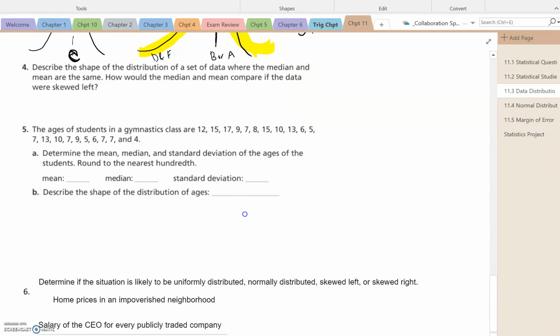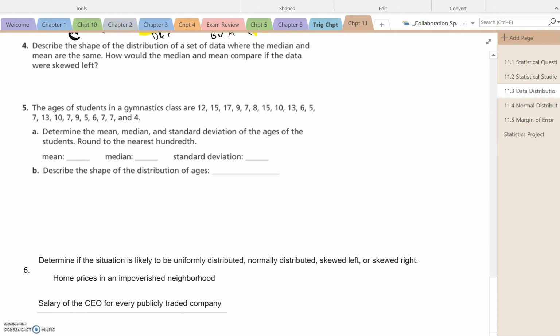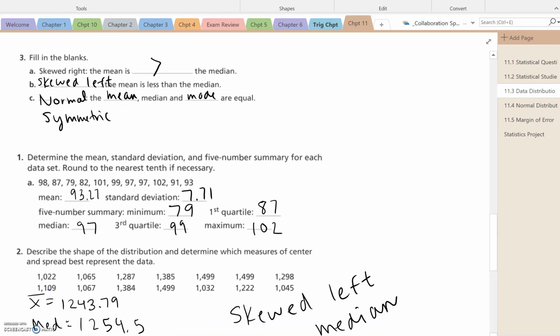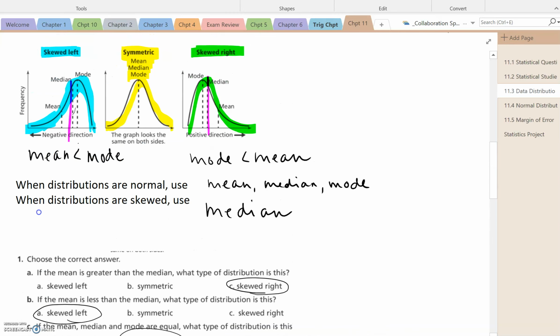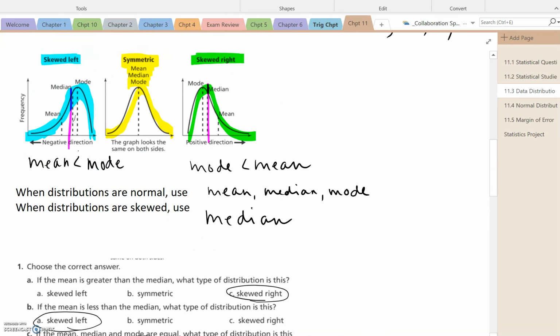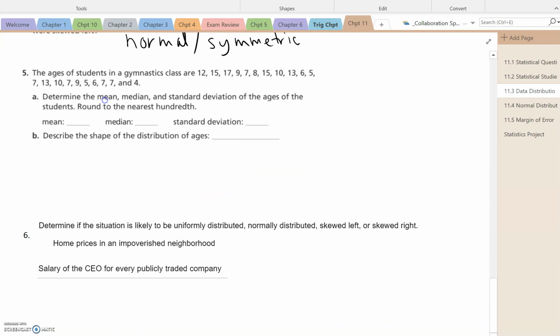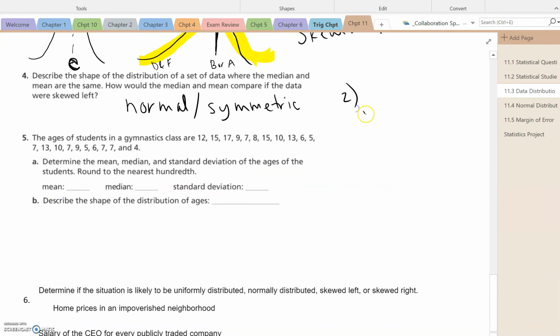Describe the shape of the distribution of a set of data where the median and the mean are the same. When our median and mean are the same, that's a normal or a symmetric distribution. How would the median and mean compare if the data were skewed left? Well, again, we have these lovely visuals up here. If the data is skewed left, then the mean is less than the median. So for part 2, you could say mean less than median.